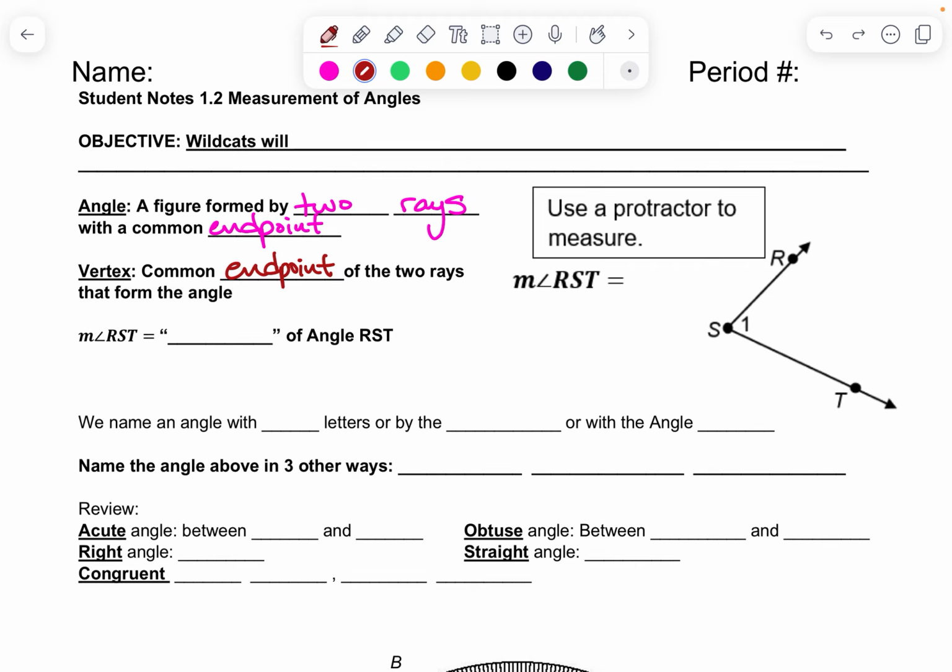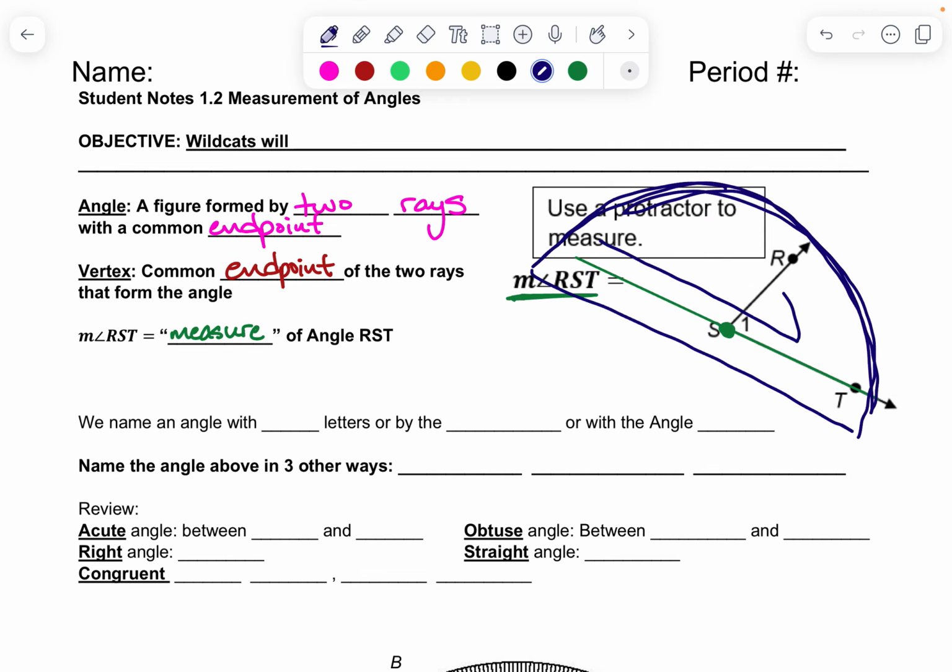And then the last thing we talked about, you can see it right here to the side, we've got angle RST, and it's got this M out front. And when you see the M out front, that just means the measure of the angle. If you see that on a question, if it says find m angle ABC, it wants you to find the measure of the angle. So we took our protractor, we put that pivot point right here at S, we lined everything up here on the bottom, and measured this angle.